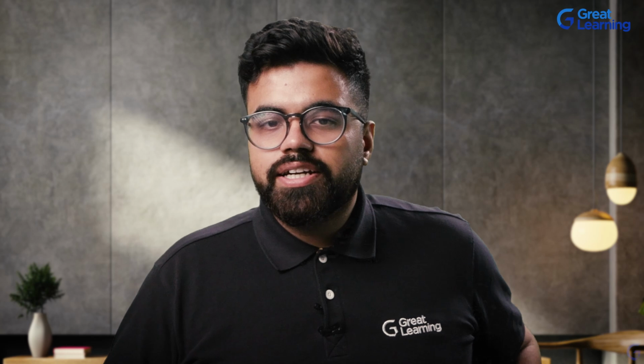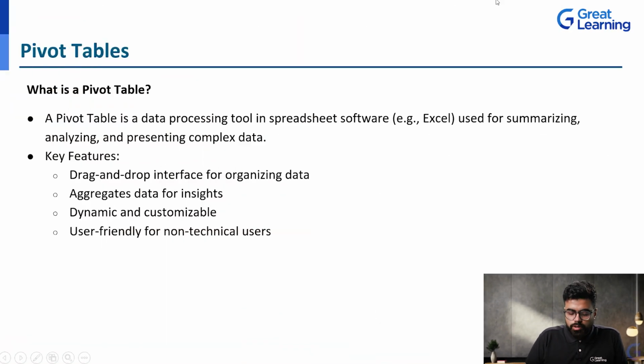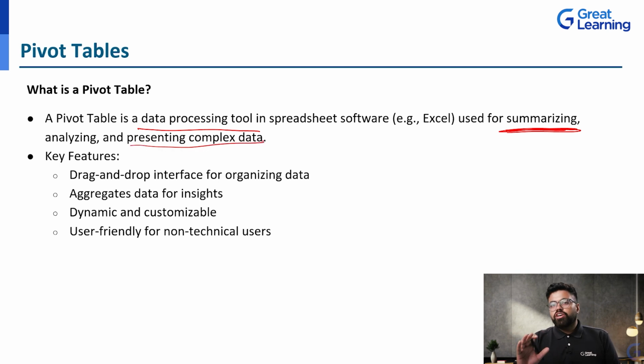A pivot table is a data processing tool in Excel, used for summarizing, analyzing, and presenting complex data, right? It summarizes data. That's its major task. Presenting also, using pivot charts. Now, what are the key features involved when we talk about pivot tables? It's a drag and drop interface for organizing data, aggregates data for various insights, and is dynamic and customizable.